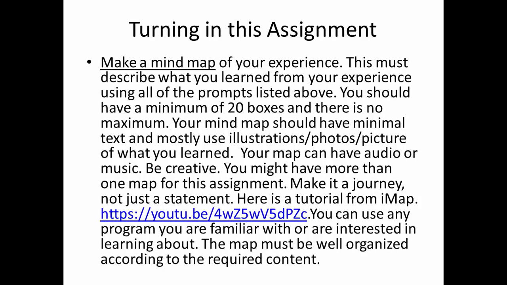Make a mind map of your experience. This must describe what you learned from your experience using all of the prompts in the content list. You should have a minimum of 20 boxes, and there is no maximum. Your mind map should have minimal text and mostly use illustrations or photos or pictures of what you learned. Your map can have audio or music. Be creative. You might make more than one map for this assignment. Make it a journey, not just a statement.